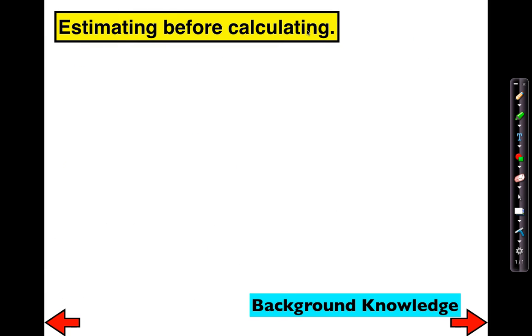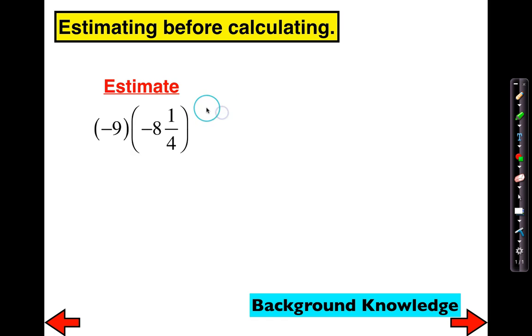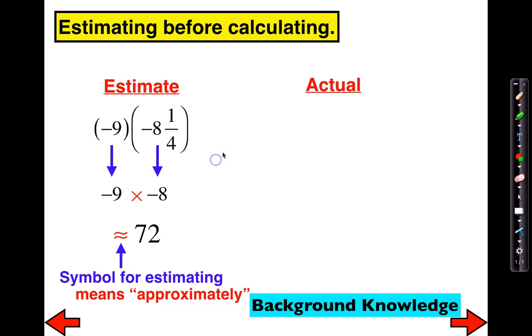So remember from the previous lesson, what we did before calculating is we estimated. So for example, -9 times -8 1/4, we said -9 is -9 and -8 1/4 is approximately -8. And so we found the product of -9 and -8, which gave us approximately 72. Okay, we did this, and then after estimating, we actually did the math.